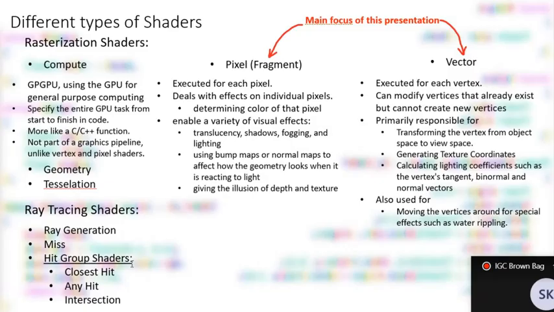And using bump maps or normal maps to affect how the geometry looks when it is reacting to light, giving the illusion of depth and texture on a flat surface, saving polygons for three-dimensional objects.